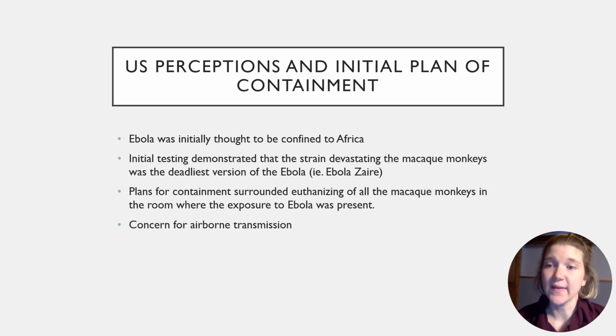Due to a perception of confined location, contingency plans surrounding possible Ebola exposure and handling of contaminated equipment in macaque monkeys were not considered prior to testing. So the monkeys were handled by handlers and others within the lab prior to the knowledge of a potentially deadly virus. And so initial testing demonstrated that the strain devastating the macaque monkeys was the deadliest version of Ebola, which is called Ebola Zaire. And at the time, Ebola Zaire had a mortality rate of roughly 90%.